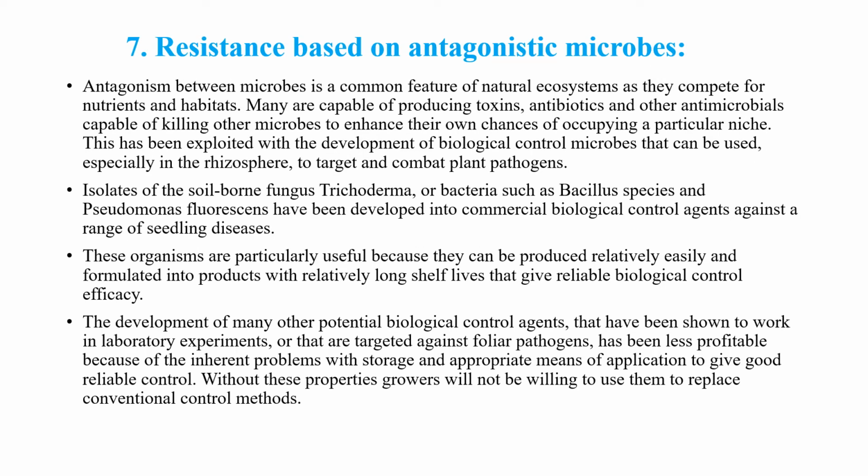The seventh one is resistance based on antagonistic microbes. Antagonism between microbes is a common feature of natural ecosystems. They compete for nutrients and habitats. Many are capable of producing toxins, antibiotics and other antimicrobials capable of killing other microbes, to enhance their own chances of occupying a particular niche.